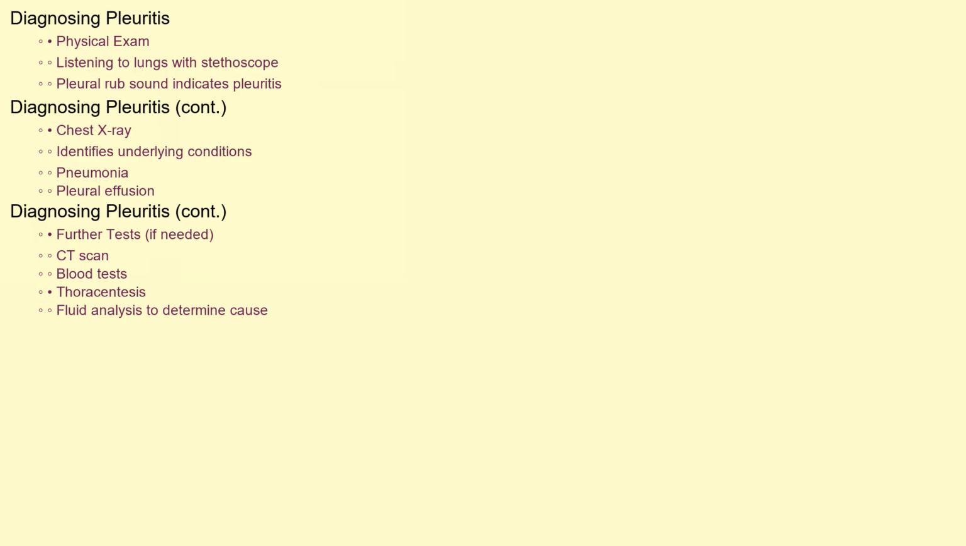Diagnosing pleuritis typically involves a physical exam where your doctor will listen to your lungs with a stethoscope. A grating sound, known as a pleural rub, is a telltale sign. A chest X-ray can help identify underlying conditions like pneumonia or fluid buildup in the pleural space, called a pleural effusion. Further tests like a CT scan, blood tests, or even a thoracentesis, where fluid is drawn from the pleural space for analysis, may be necessary to determine the root cause.